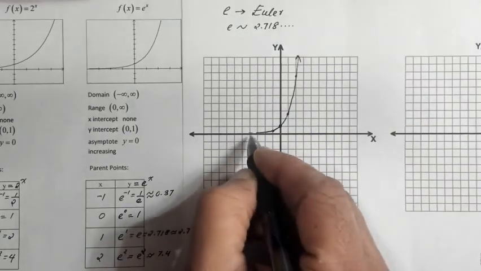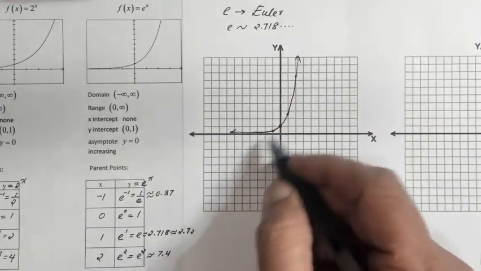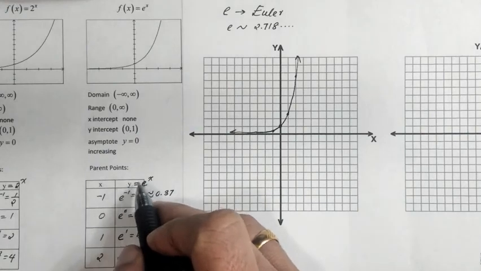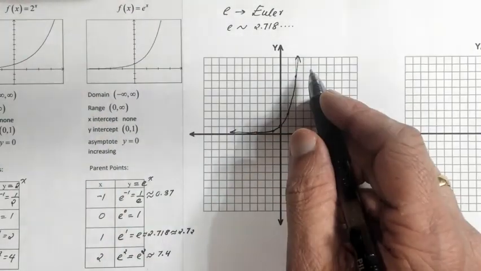And that is going to be our graph for this example right here. So this is the exponential function y is equal to e to the power of x, and that is an increasing function.